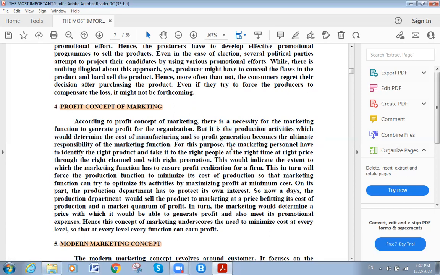So for that reason, marketing personnel have to identify the right product and take it to the right people at the right time, at the right price, through the right channel and with the right promotion. So all are right here. Everything must be done the right way.